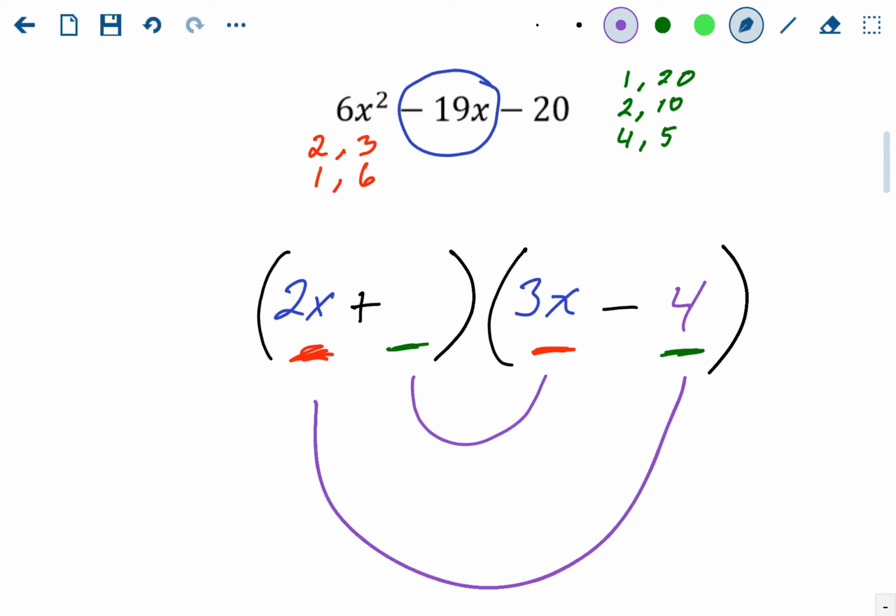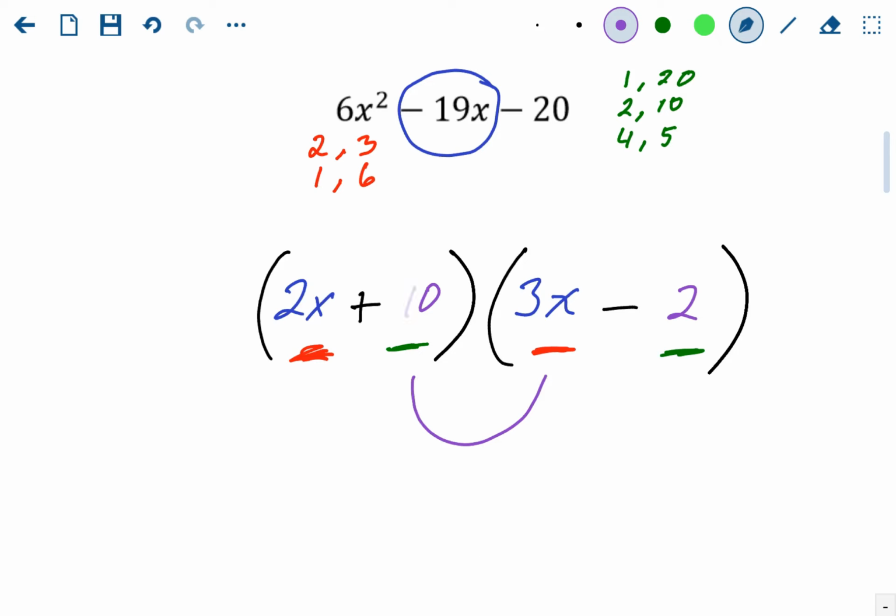All right. We tried 2 and 10. Let's try 10 and 2. 10 and 3x is 30x. 2 and 2 is 4x. Negative 4x, that gives you 26 again. Not what we want.